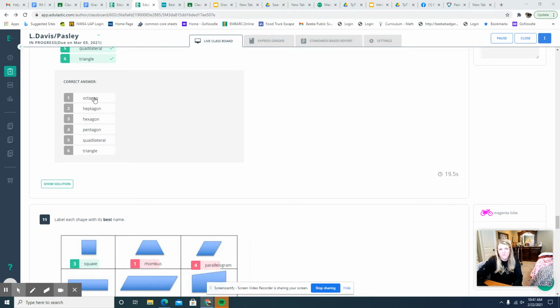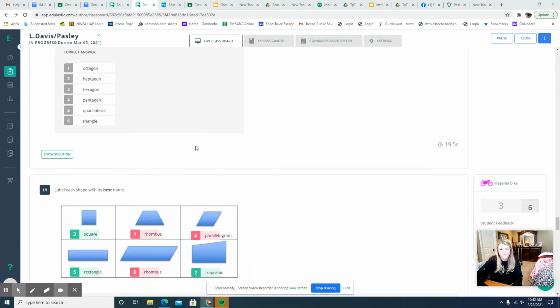We talked about before that for an octagon, we can think about an octopus having 8 legs, so that can remind us that it has 8 sides. The heptagon was one that we haven't really talked about, but it has 7 sides. And then the hexagon 6, pentagon 5, quadrilateral 4, and then the triangle 3.